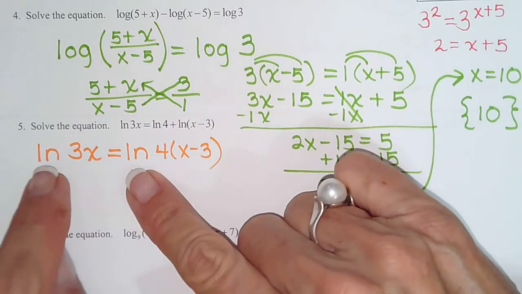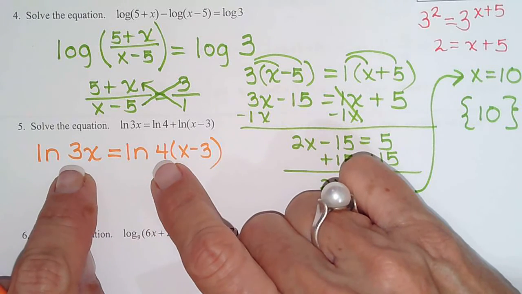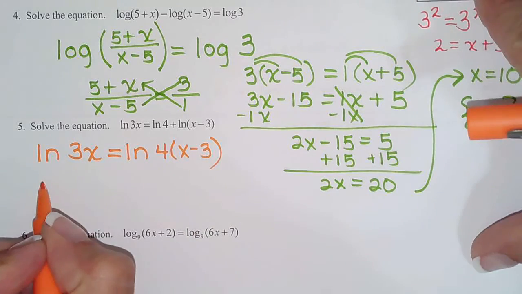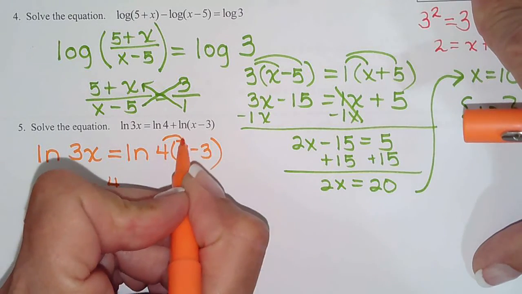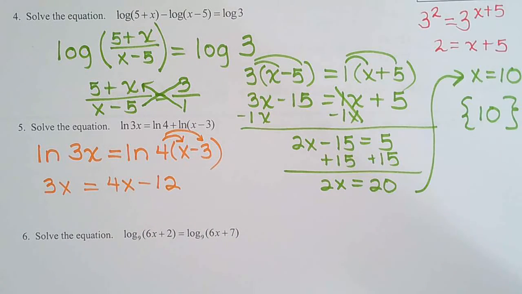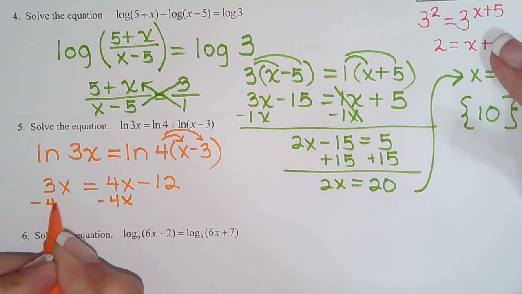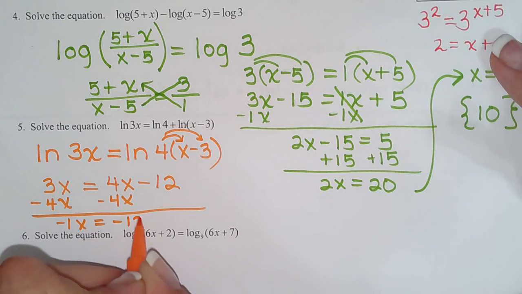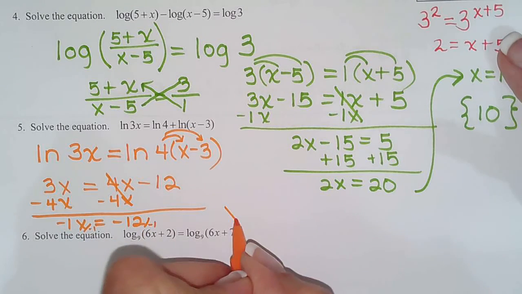So now we have the one-to-one log property. We have two logs. They have the same base, which is e. So we're going to solve by equating our arguments. So 3x equals 4. I'm going to go ahead and distribute just to save a step. 4x minus 12. Solve for x. Minus 4x minus 4x. And we get negative 1x equals negative 12. So divide both sides by negative 1. And we get x equals 12.